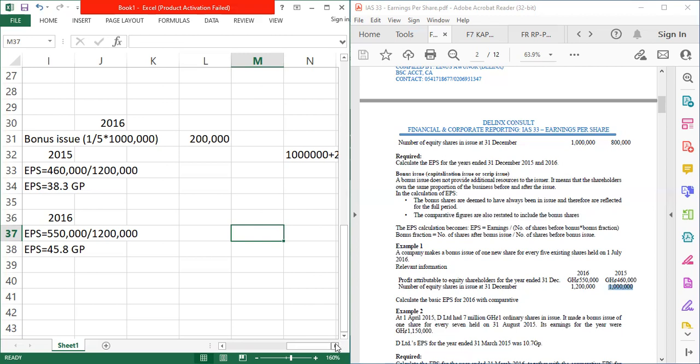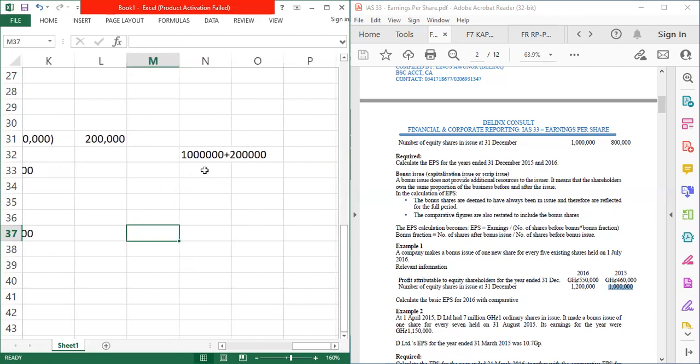Okay, so it means that the 2015 figure, we are not going to do anything with it. We don't use the previous year number of shares at all in these bonus issue questions. If you want to use it, then you add the bonus shares to it. The bonus share was 200,000. So if you add 200,000 to that, that will give you 1,200,000. Are you okay?